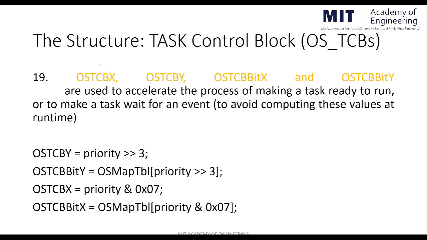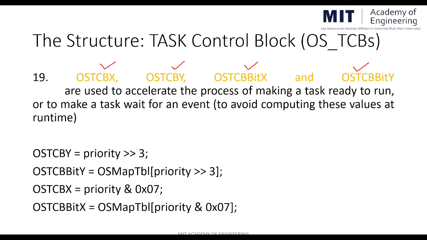Then, very essential again, these are the four member variables: OSTCB BX, OSTCB BY, OSTCB bit X, OSTCB bit Y. The event control block and this ready list table are two important blocks that reside in the RAM. They help to identify which task is in the run state and which task is in the ready state, to keep track of the ready state and the run state.